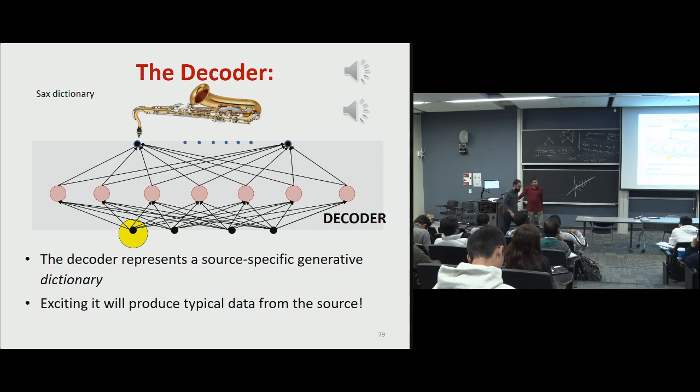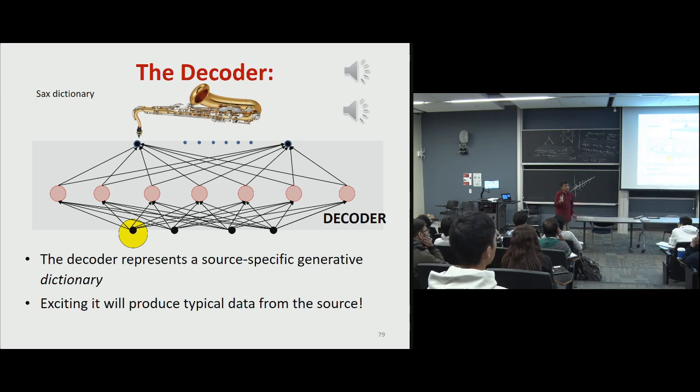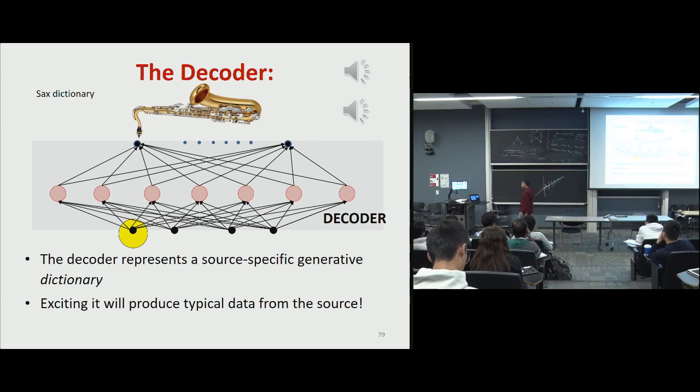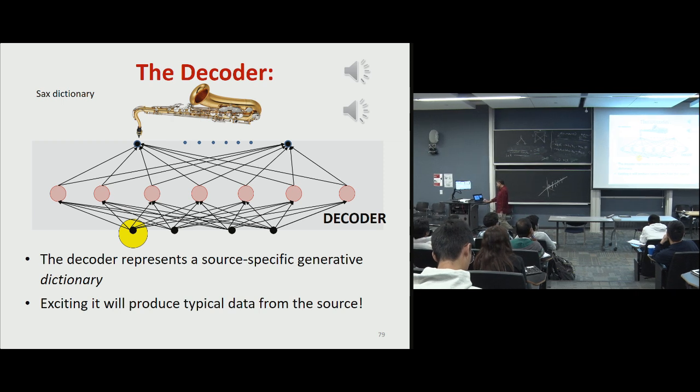Okay, thank you. So you can see that if I just excite this thing randomly, it produces something. It's been trained using a saxophone. If I excite this thing randomly, it sounds like not a pure saxophone note, but something that could have been played by a saxophone, right? I excite it with a different pattern. This is what it sounds like.